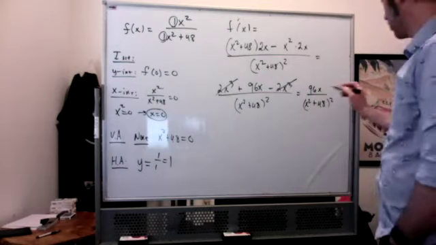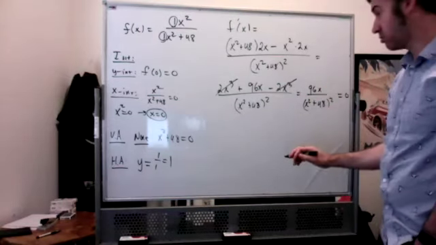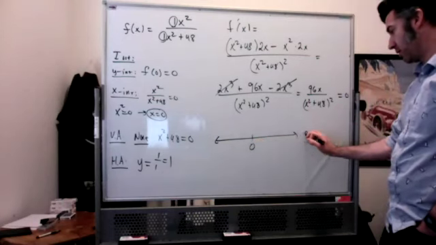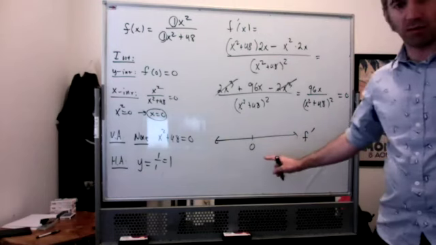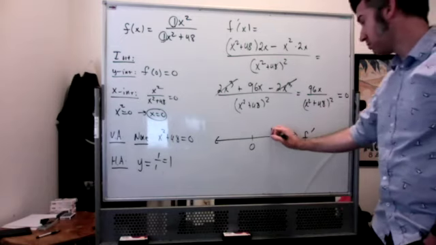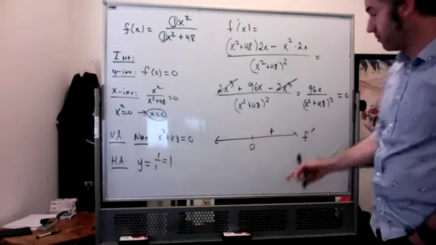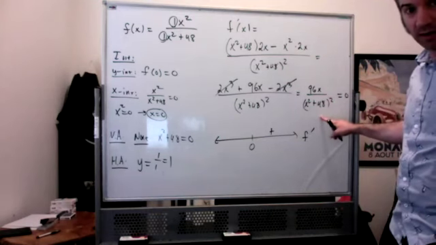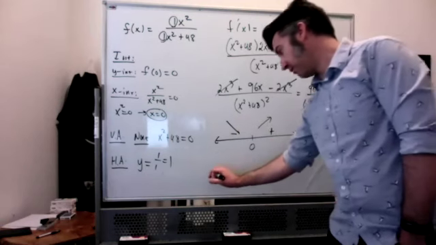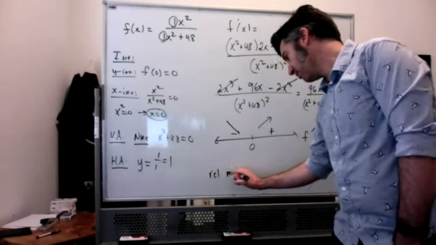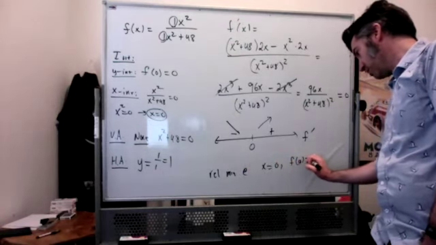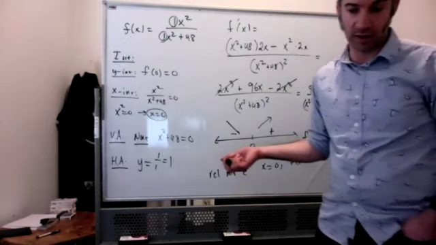My only critical value is 0, because this is never undefined. And if we look at this, we can see that my derivative, if I pick a number larger than 0, like 1, top is positive, bottom is always positive. Pick a number smaller than 0, like -1, top is negative, bottom is still always positive. Negative over positive is negative. So we're decreasing, then increasing, which means we have a relative minimum at x equal to 0. And we know that f of 0 also is 0. So we have a relative minimum at the point 0, 0.